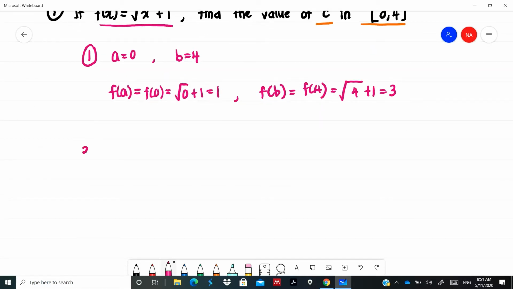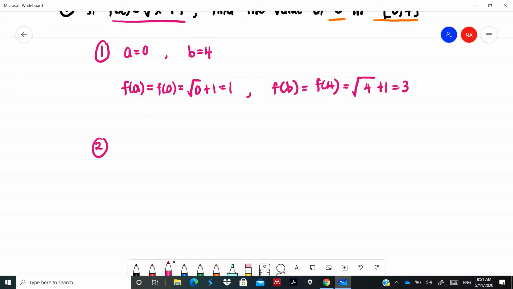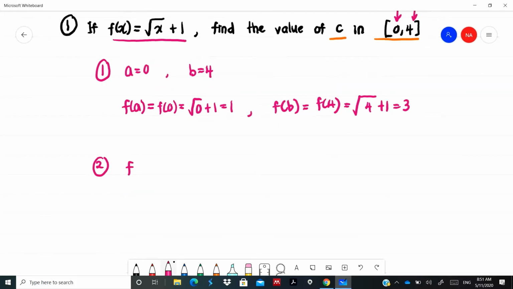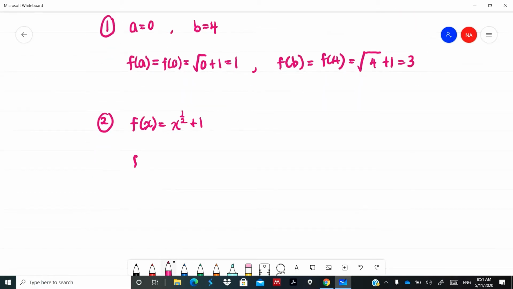Now we have f(x) here, so we can rewrite f(x) as x to the power of 1 over 2, plus 1. To find f prime of x, we differentiate this and get 1 over 2 times x to the power of negative 1 over 2.